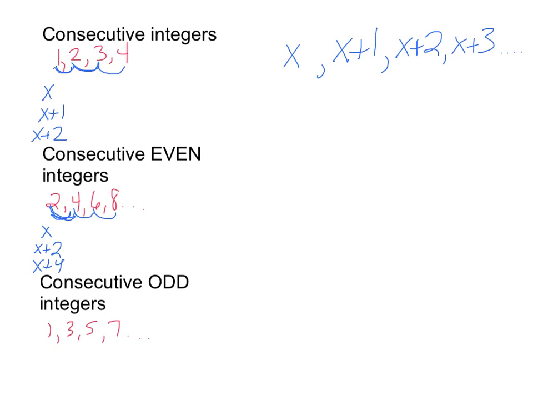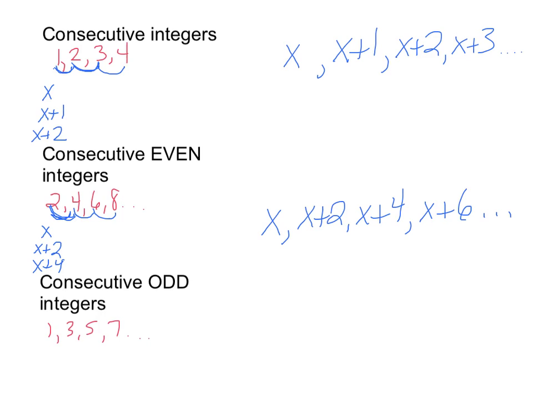And if you were to do it again, so there I'm increasing it by 2, I'm increasing it by another 2, by another 2. So that ends up being x, next one is x plus 2, the next one after that would be an x plus 4, and then an x plus 6, and so forth for however many integers they want.